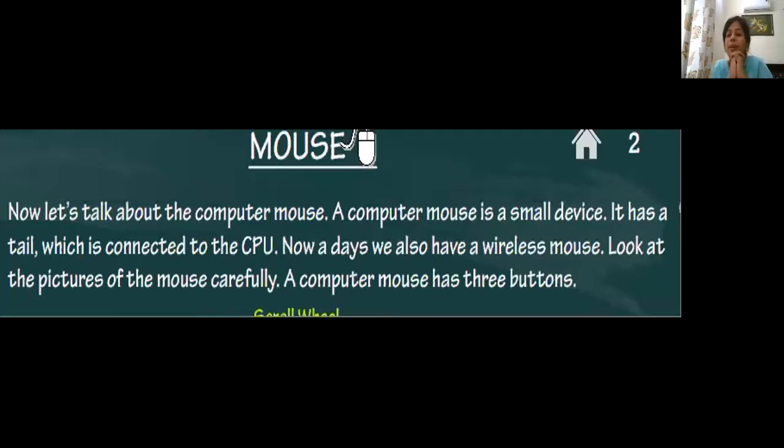Now let's talk about the computer mouse. A computer mouse is a small device. It has a tail which is connected to the CPU. Nowadays, we also have a wireless mouse. Let's look carefully at the picture of the mouse coming in the next slide. A computer mouse has 3 buttons.